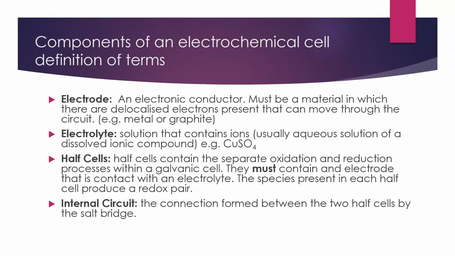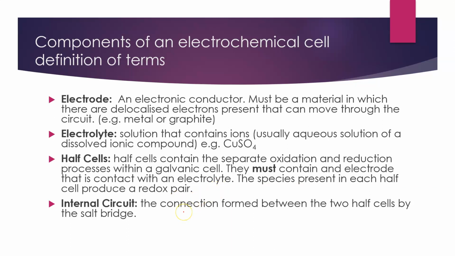Half cells contain the separate oxidation and reduction processes within a galvanic cell. So each half cell must contain an electrode that is in contact with the electrolyte and the species present in each half cell to produce a redox pair. So each half cell contains one redox pair for the reaction, okay, and the electrode needs to come into contact with the electrolyte for those redox pairs to be able to react.